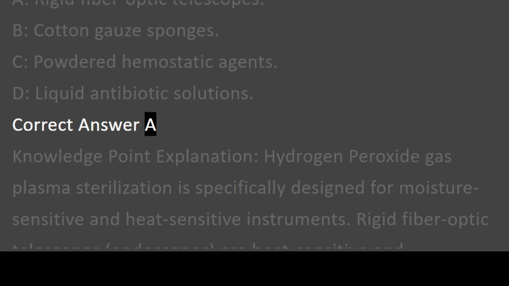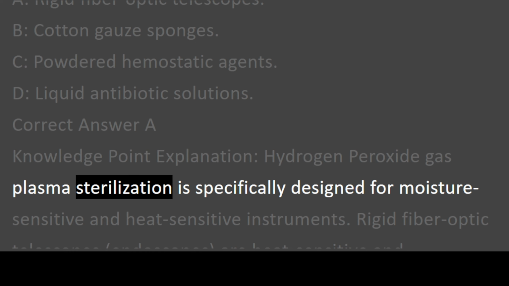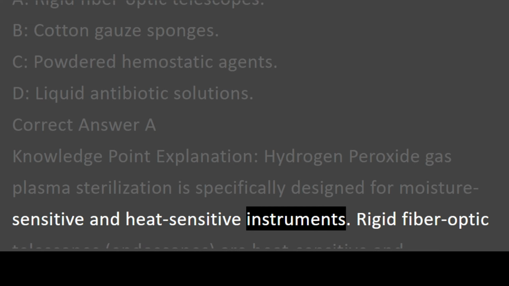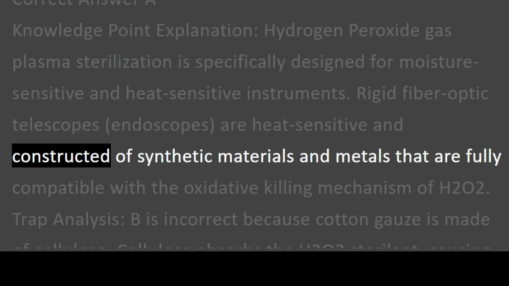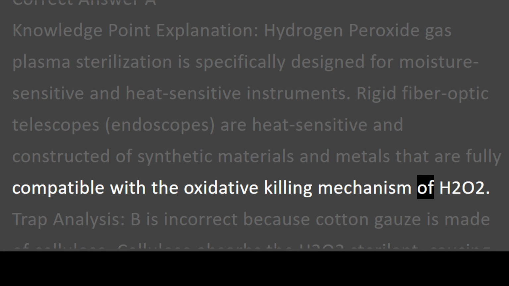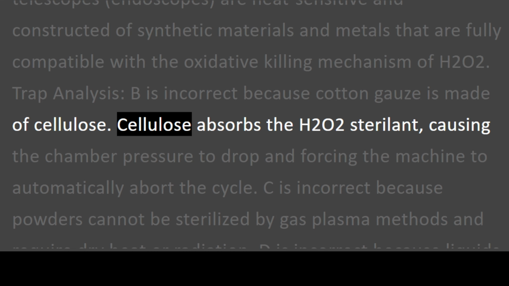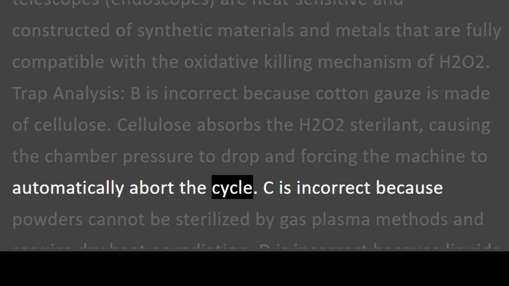Correct answer A. Knowledge point explanation. Hydrogen peroxide gas plasma sterilization is specifically designed for moisture-sensitive and heat-sensitive instruments. Rigid fiber optic telescopes, endoscopes, are heat-sensitive and constructed of synthetic materials and metals that are fully compatible with the oxidative killing mechanism of H2O2. Trap analysis. B is incorrect because cotton gauze is made of cellulose. Cellulose absorbs the H2O2 sterilant, causing the chamber pressure to drop and forcing the machine to automatically abort the cycle.